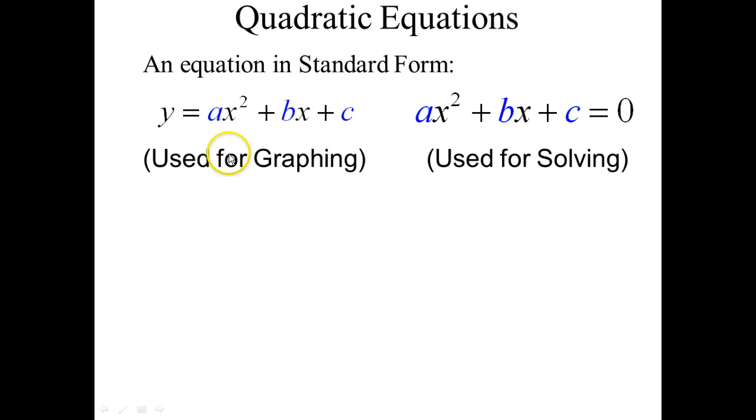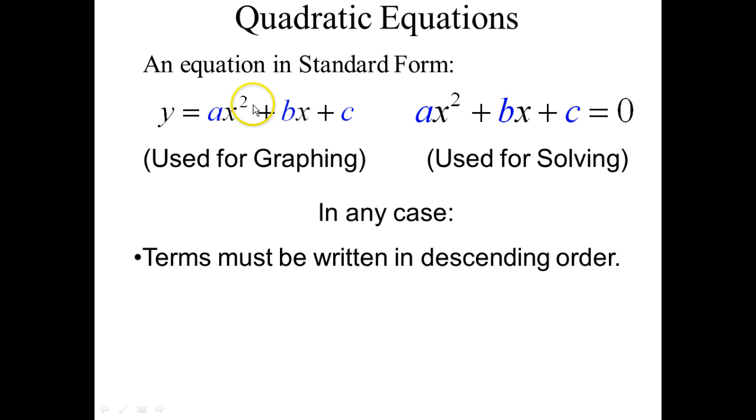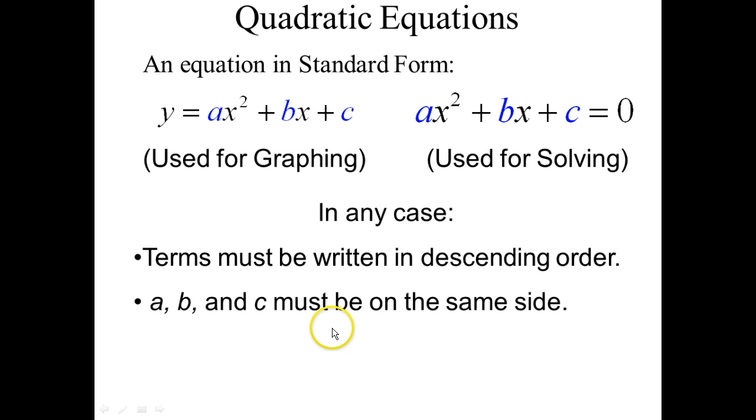Also, we want to make sure these are either equal to y or equal to 0. Okay? We usually want to have the squared term first, then the linear term next, and then that constant term last. Okay? A, B, and C on the same side, so we don't have 4x squared equal to 5. We have to get it equal to 0. And then, of course, for this to be a parabola, the first number cannot be 0, otherwise you have a straight line.